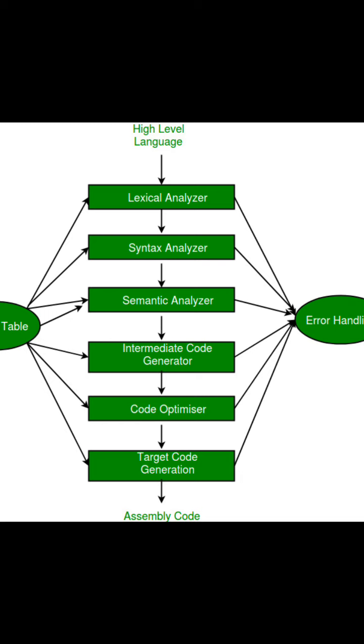Now this instruction is given to the code optimizer. As its name suggests, the responsibility of the code optimizer is to reduce the size of the code. Now this reduced instruction is given to the target code generator, and finally the target code generator creates the assembly code for the given instruction.